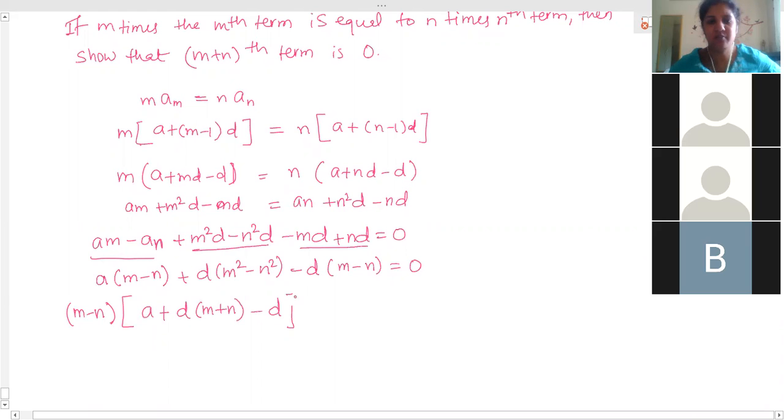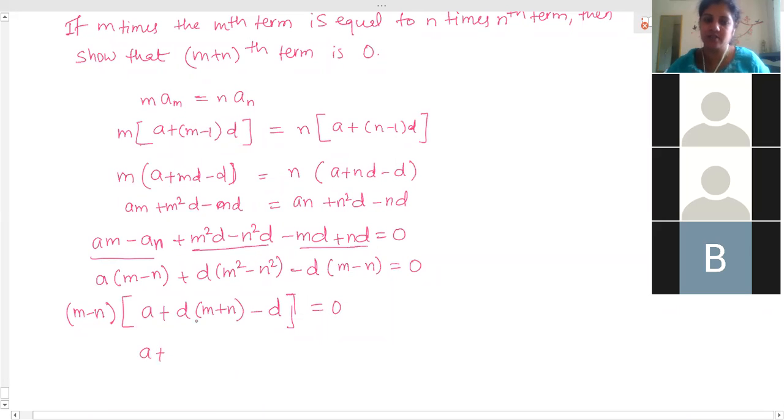Now the middle one, is the middle term clear? This was m square minus n square. So can you write it like this, factorize, as m plus n into m minus n? From that m minus n we have taken common. So what is left out? M plus n is left out. Then this m minus n outside the bracket will go to RHS, and it will become 0 by m minus n.